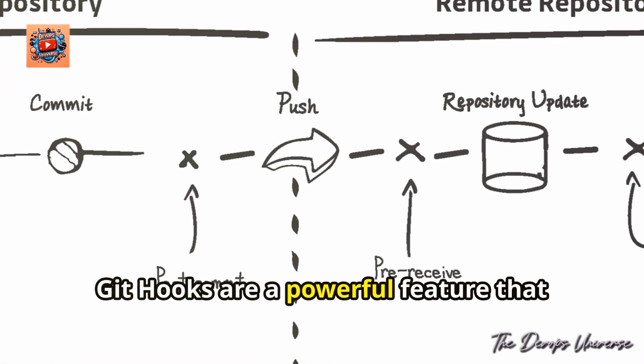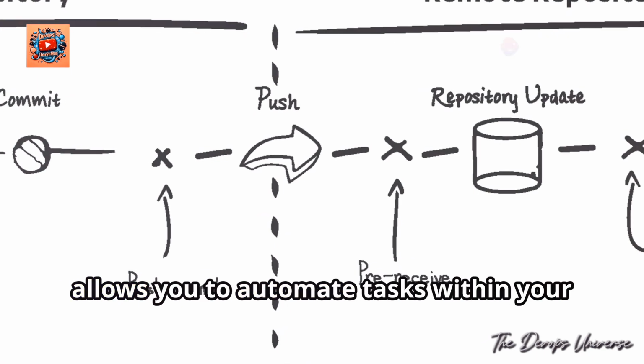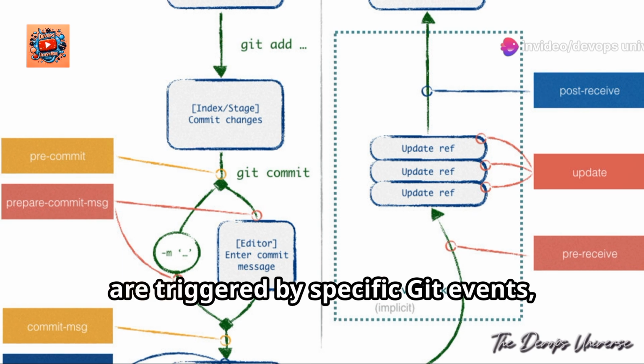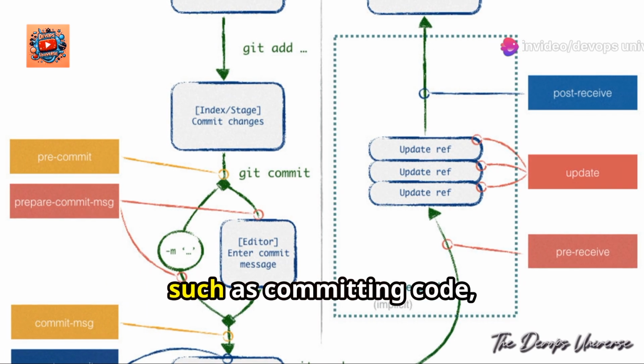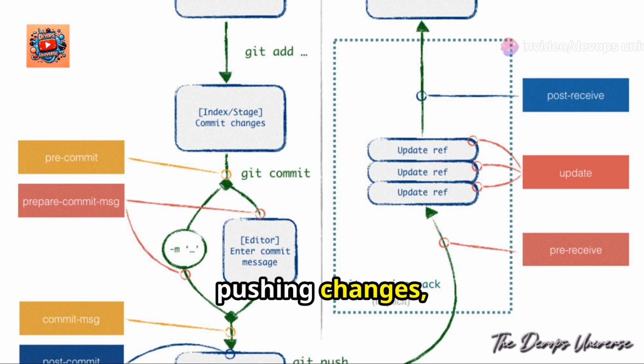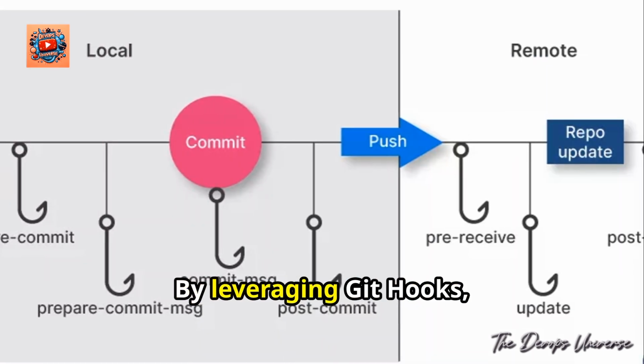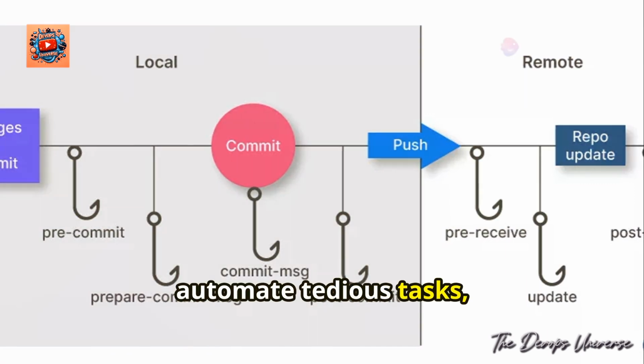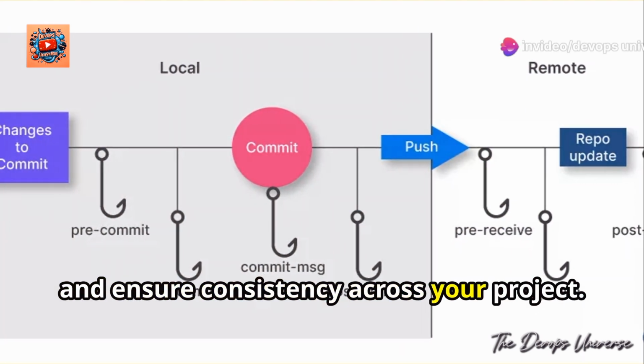Git hooks are a powerful feature that allows you to automate tasks within your Git workflow. These hooks are essentially scripts that are triggered by specific Git events, such as committing code, pushing changes, or receiving updates. By leveraging Git hooks, you can enforce code quality standards, automate tedious tasks, and ensure consistency across your project.